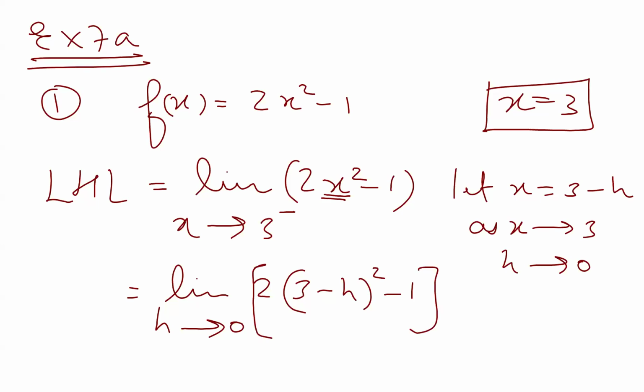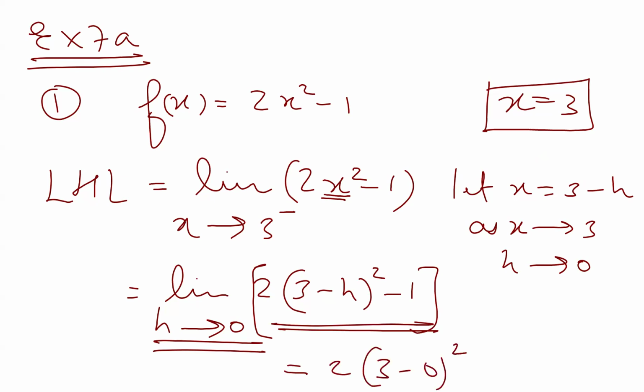Now many people will be wondering why h is approaching 0. See, the moment when x becomes 3, the 3 and 3 get cancelled. So minus h is equal to 0, that implies h is equal to 0. So the moment when x becomes 3, h will become 0. Now there is no denominator over here, no need to simplify this further. So you can directly put the value of h as 0. So 3 square, that is 9, 9 into 2, 18, minus 1, which is equal to 17. This was the left hand side.